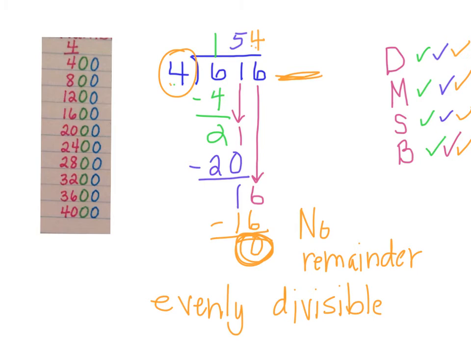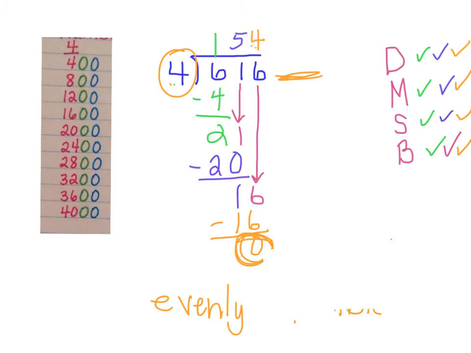So my final quotient is 154. I am going to go through and check my work because that's what good students do. I'm going to take that quotient, 154, and multiply it times my divisor, which was 4.